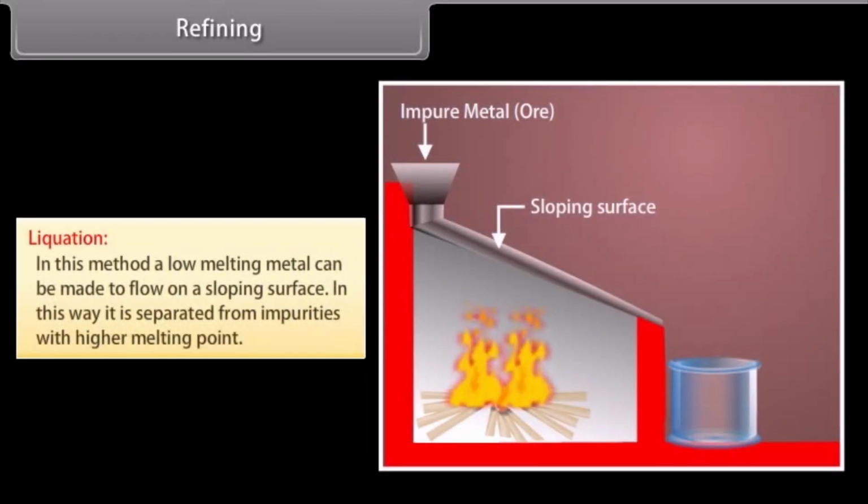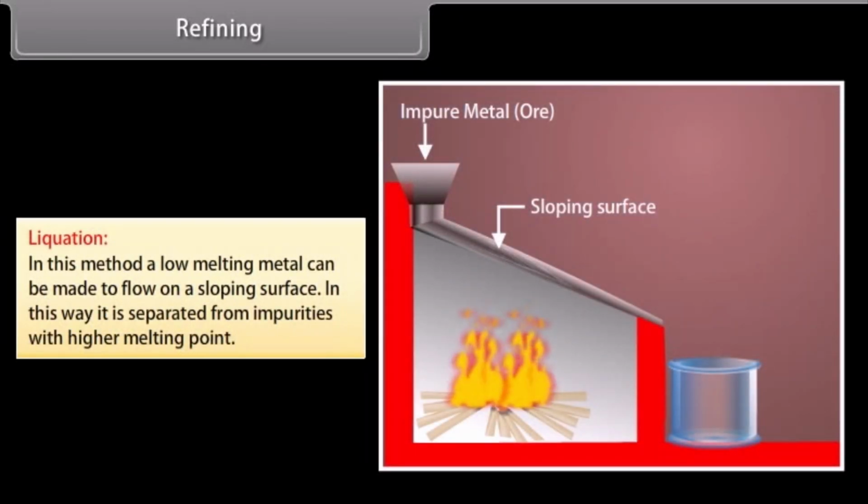Liquidation. In this method, a low melting metal can be made to flow on a sloping surface. In this way, it is separated from impurities with higher melting point, for example, tin.